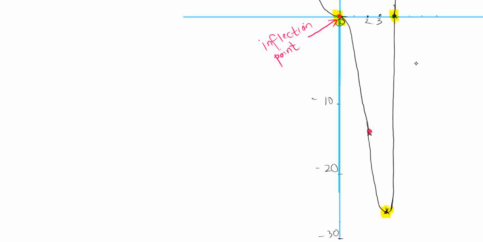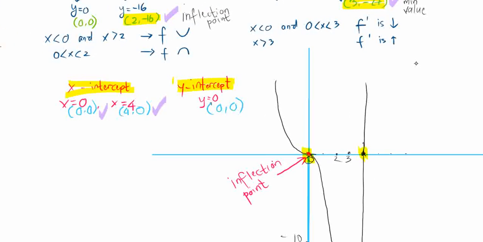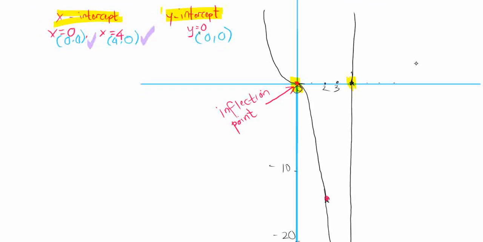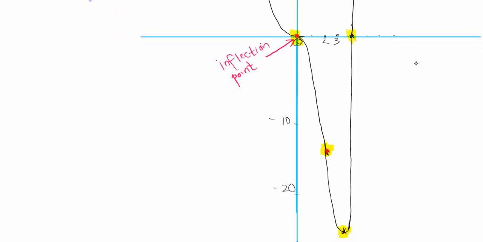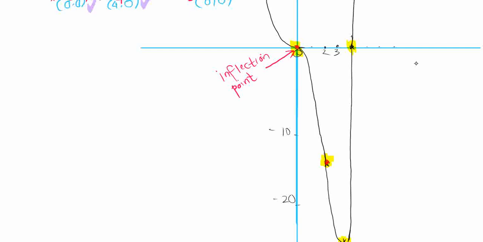The fourth coordinate is the inflection point of 2 comma negative 16. We plot in here 2 comma negative 16. This is our coordinate, so we have 4 coordinates plotted on the graph. Now let's check from the first derivative signs and second derivative signs.